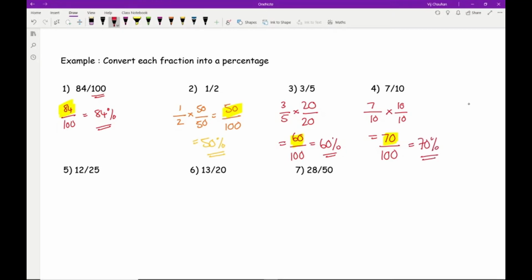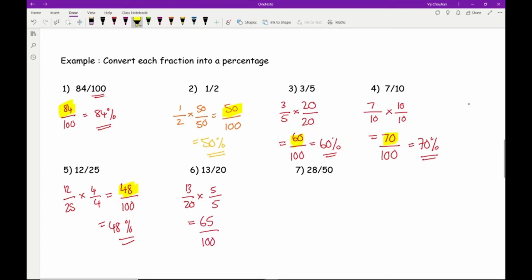And then moving on to question 5, we've got 12 over 25, so when you've got 25, you multiply both the top and the bottom by 4, so 4 times 12 is 48, and I've got 100, and again, once I've got that magic number of 100, the answer is simply the numerator. And moving on to question 6, we've got 13 over 20, so here I'm going to multiply both the top and the bottom by 5, in which I get, no I don't, I get 65 over 100, so the answer is going to be 65%.